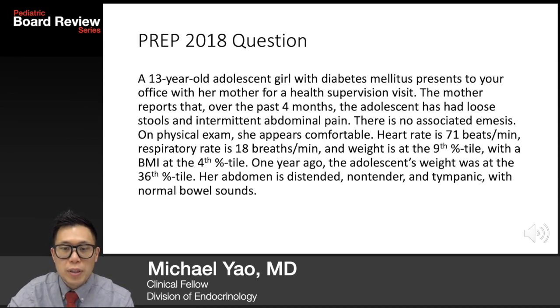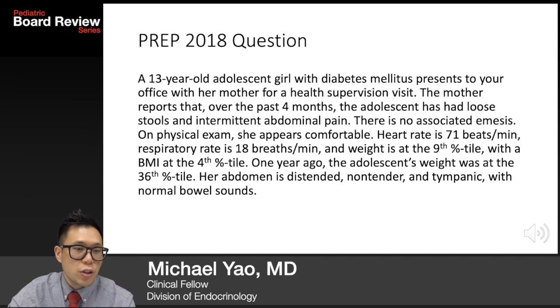Regarding long-term complications, the screenings that we commonly do are autoimmune condition screening, cardiovascular risk screening, and microvascular complication screening. It's likely that you may have a question on your board exam about long-term complications. So here is an example prep question.